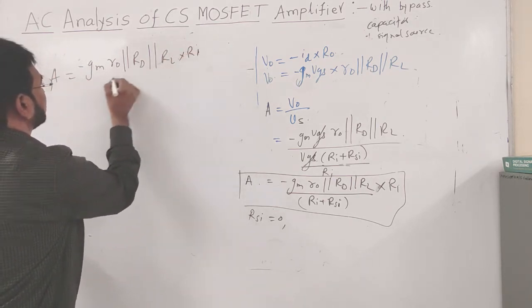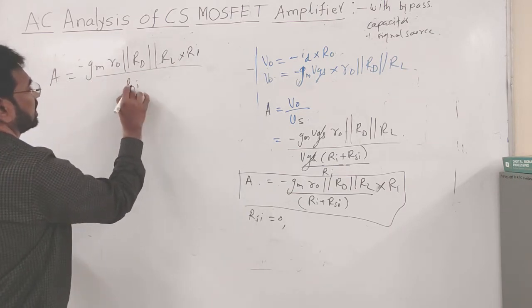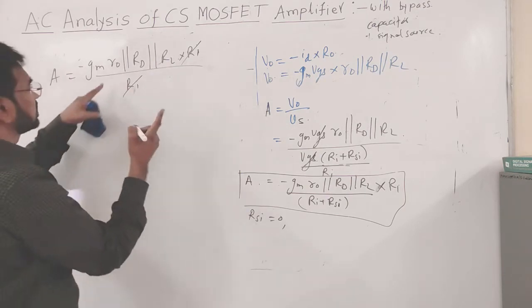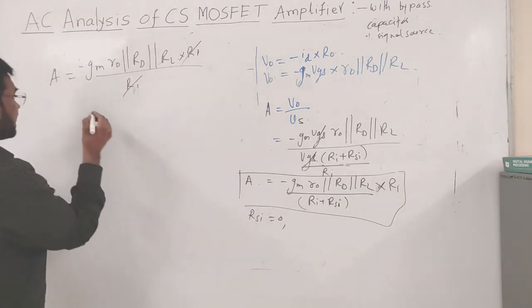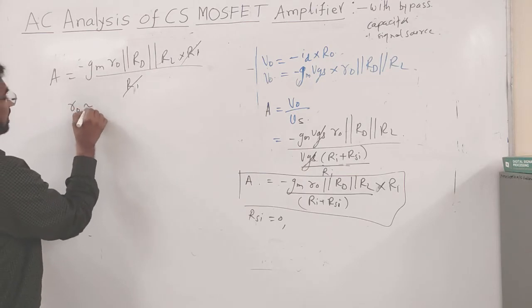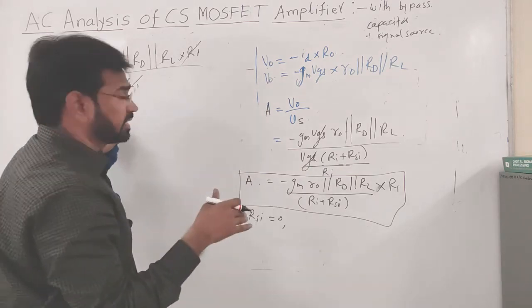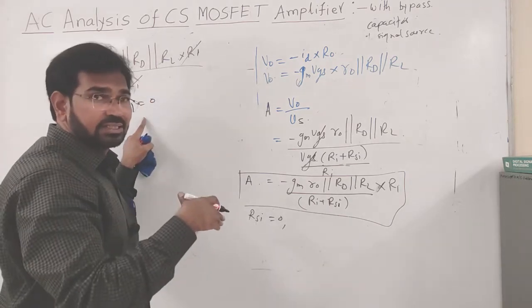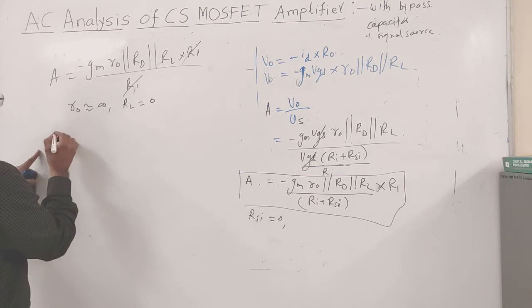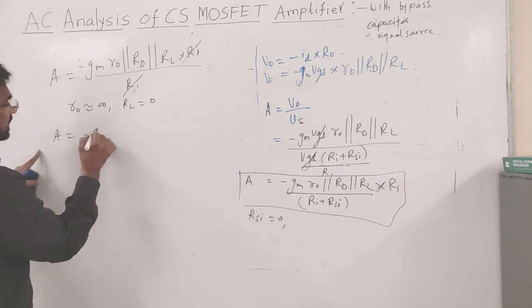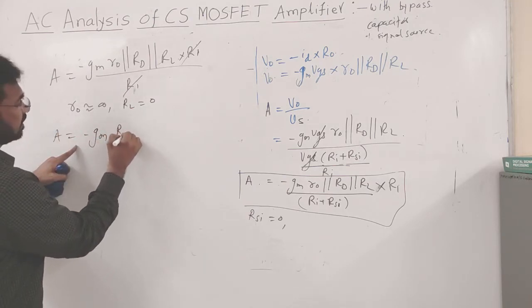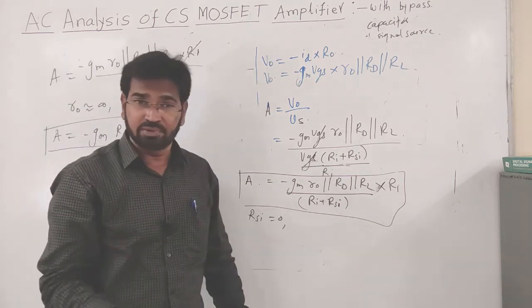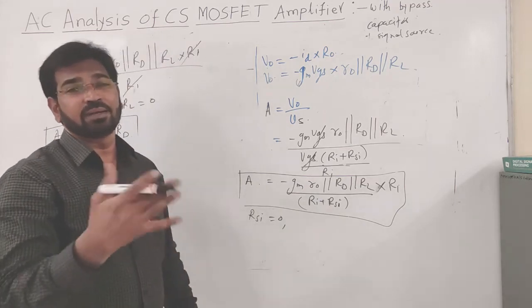I am going to write one more step. So, it is Ri if RSI equal to 0, and this is the equation. Now, suppose R naught is very high, the finite output resistance is very high, say approximately infinity. Again we can write an approximate equation, and with RL equal to 0, without load resistor, what will be the approximate gain? So, A will be minus Gm Rd. So, this is the approximate equation of voltage gain of common source amplifier with source bypass capacitor.